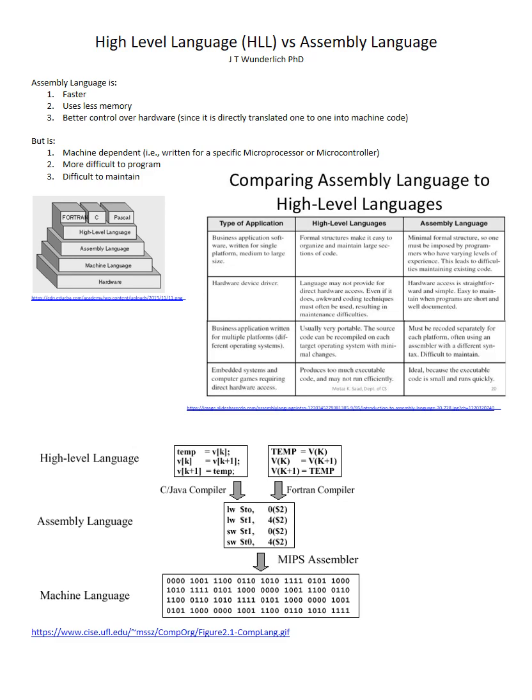So, high-level languages versus assembly language. Assembly language is faster, uses less memory, and gives better control over hardware since it directly translates one-to-one to machine code. But it's machine dependent, for a specific microprocessor or microcontroller. They each have their own instruction set. It's more difficult to program, needs more lines of code, and you have to be very specific with your syntax.